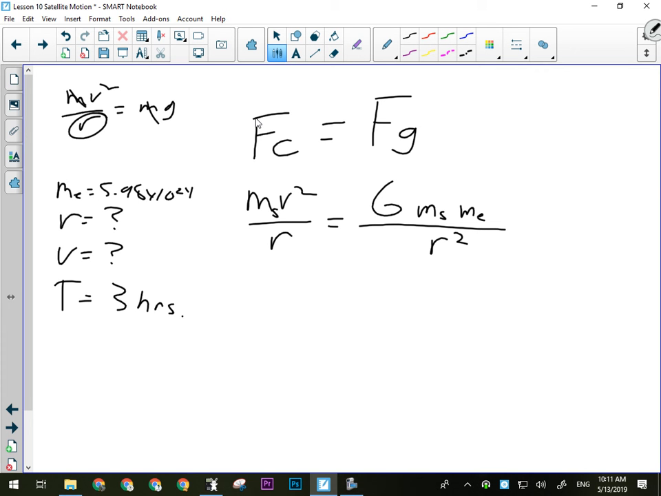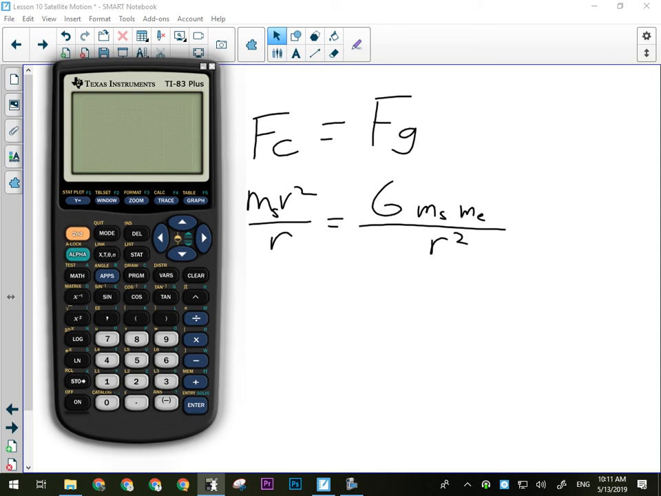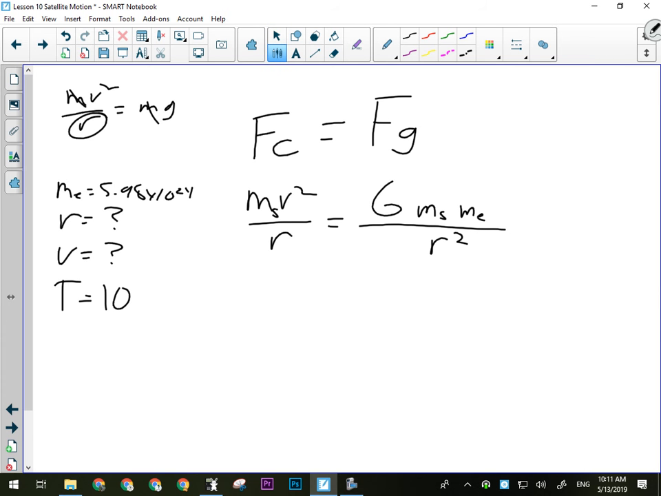I should probably put that in seconds, right? And if I'm using this formula, I need that in seconds. So that would be 3,600 times 3, which is 10,800. Okay. Why am I so worried about the period being in seconds?